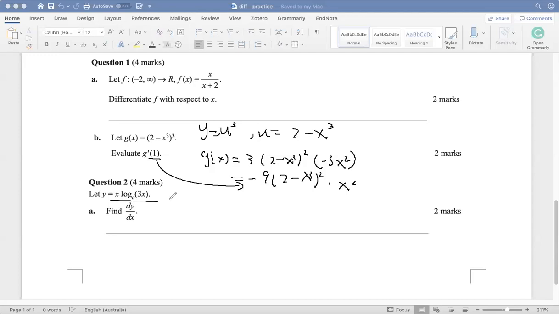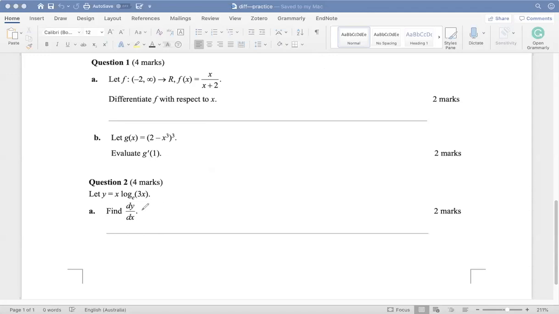And for this guy, again, it's product rule. But just remember the derivative of log e of kx is, again, just 1 over x. So for this guy, the derivative is u dash v, which is log e of 3x, plus u v dash, which is x times 1 over x. So the final answer will be log e of 3x plus 1.